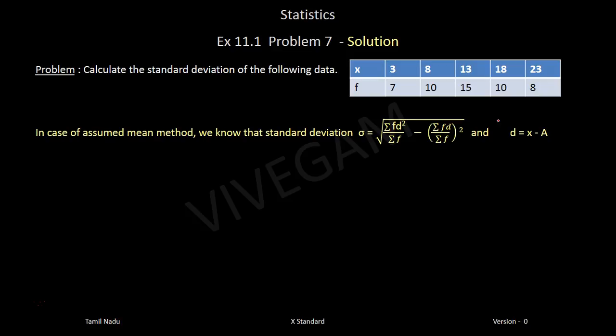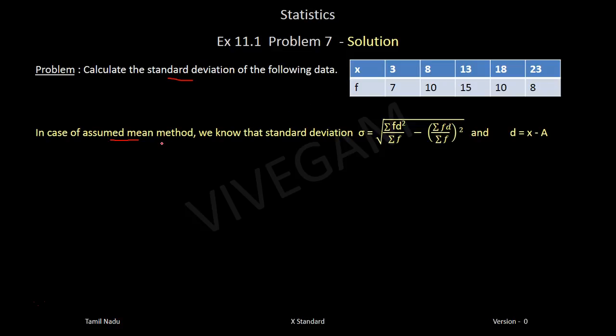Then, what is the formula for that? For the group data, it is best to go for the assumed mean method unless otherwise stated. Here they have not given us any condition. They have just asked us to calculate the standard deviation for a table of data, which is group data. So let's go by the assumed mean method.